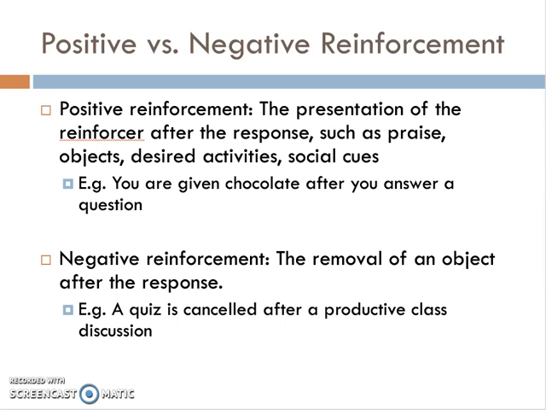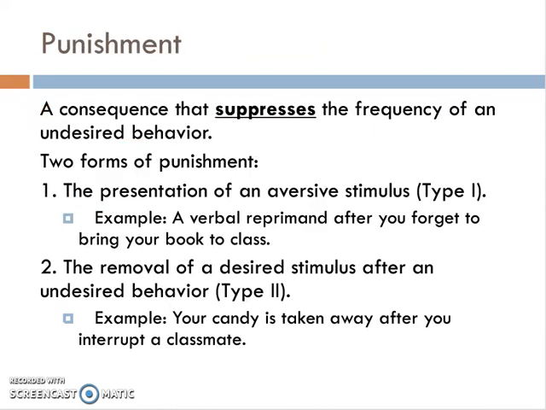Negative reinforcement, on the other hand, is the removal of an object after a response, also to increase the frequency of the behavior. So here you're removing something that the person doesn't like. So for example, if you don't like quizzes and I cancel a quiz after a productive class discussion, then that would serve as a negative reinforcer for you, and you would probably want to have more productive class discussions with the hopes that I would cancel more quizzes.